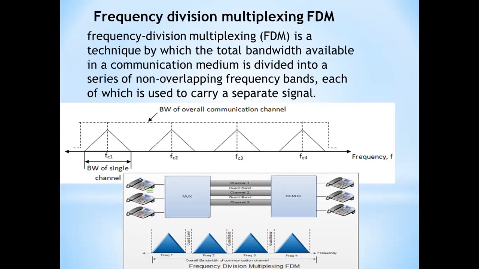Disadvantages of FDM. The communication channel must have a very large bandwidth. Intermodulation distortion takes place. A large number of modulators and filters are required. FDM suffers from the problem of crosstalk. All FDM channels get affected due to wideband fading.